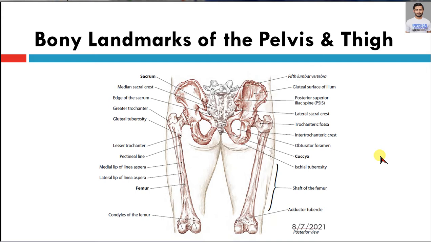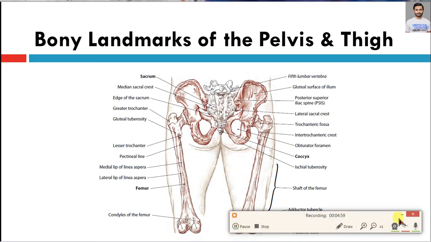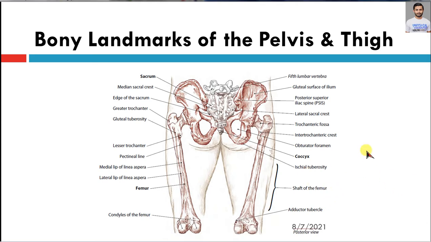Now the bony landmarks of the pelvis and thigh. Here you can see the bony landmarks of the pelvis and thigh in the posterior view. For example, similar to the anterior superior iliac spine, you can see the posterior superior iliac spine, and there is also a posterior inferior iliac spine. And as I mentioned earlier, the posterior superior iliac spine is in alignment with the second sacral vertebra, or S2. So in the midline, this is at the level of S2.